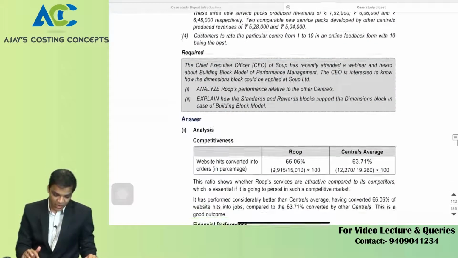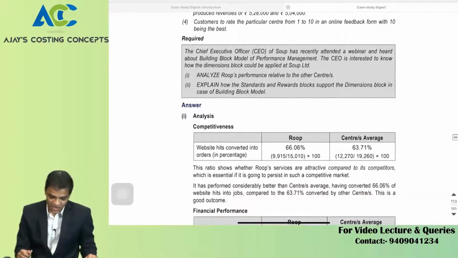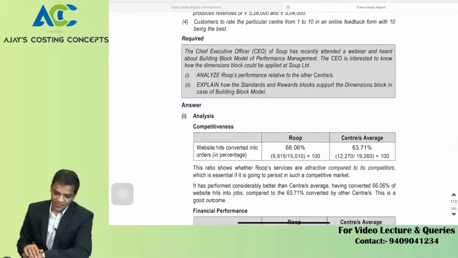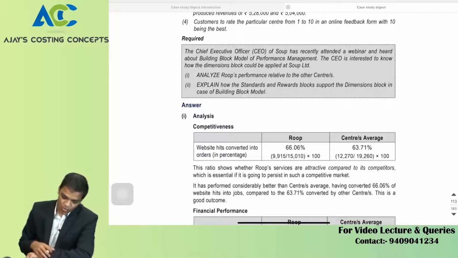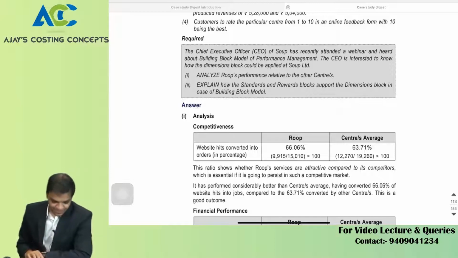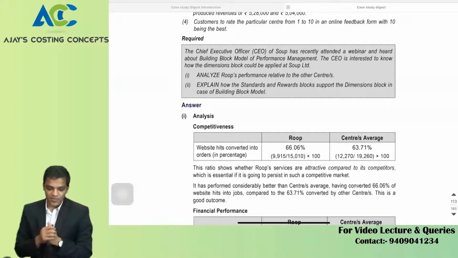Now what are we required to do? The Chief Executive Officer, CEO, of SOUP has recently attended a webinar and heard about the building block model of performance measurement. The CEO is interested to know how the dimension block could be applied at SOUP Limited. Analyze the group's performance against other centers. Explain how the standards and rewards blocks support the dimensions.